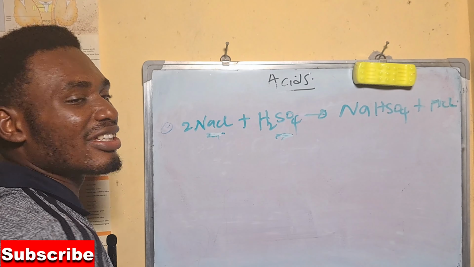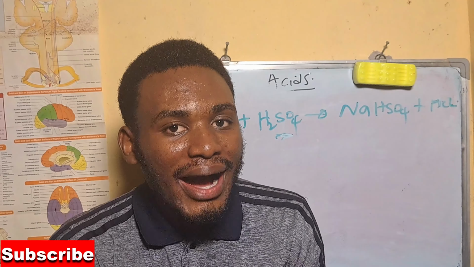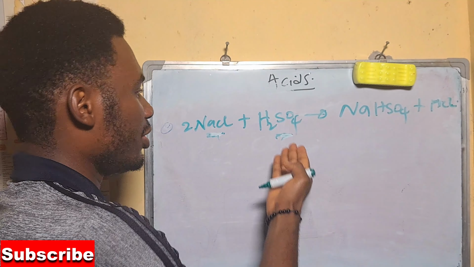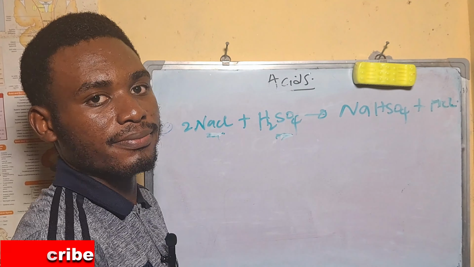So this third process is displacing a weak acid from a salt by a stronger acid. Where is our stronger acid? Here. Where is the weak acid that was displaced? Here. So this is the third way of forming acids in the laboratory.